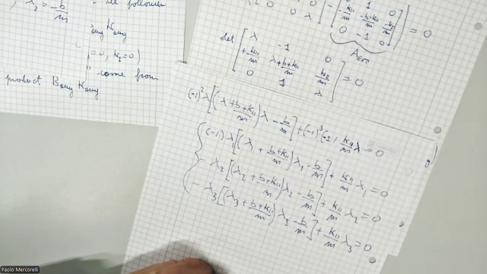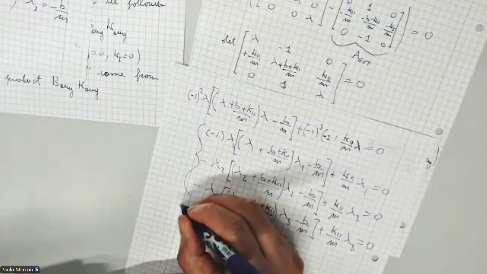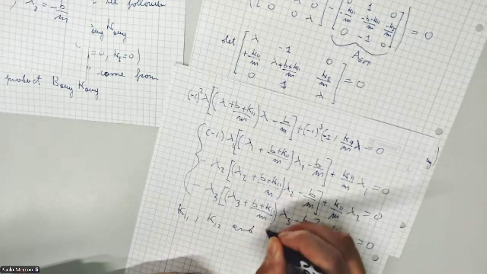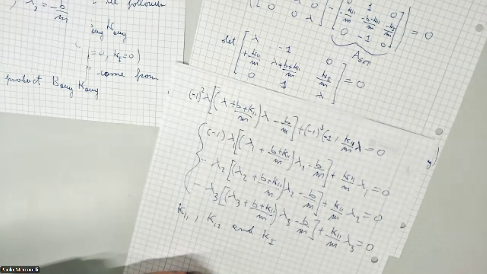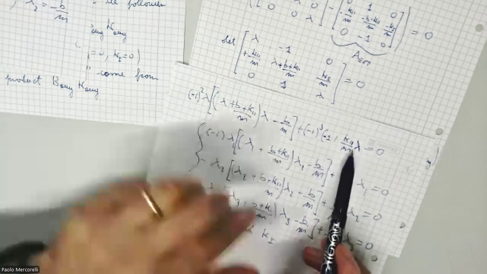Let me see if I see mistakes. Again, here, what is unknown is K11, K12, and Ki. I forgot Ki. Ki should appear. Let me see.